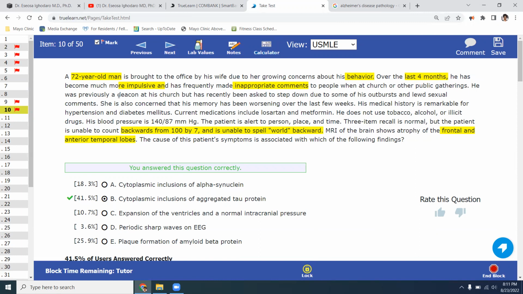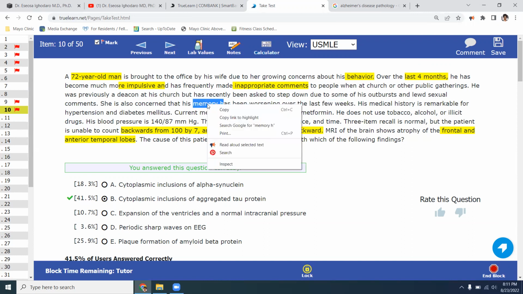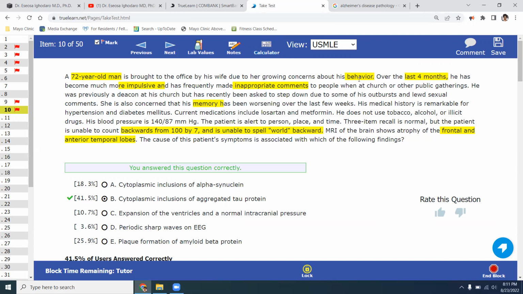They go on to say that he was previously a deacon at church, but has recently had to step down due to concerns for outbursts and sexual comments. Again, this sentence here is getting at there is a change in his personality that is not his baseline, that happened chronically. They go on to say that the wife is concerned because his memory has been getting worse over the last few weeks. So his memory is also being affected along with his behavior. So this again suggests a neurodegenerative process that's affecting both behavior and memory.